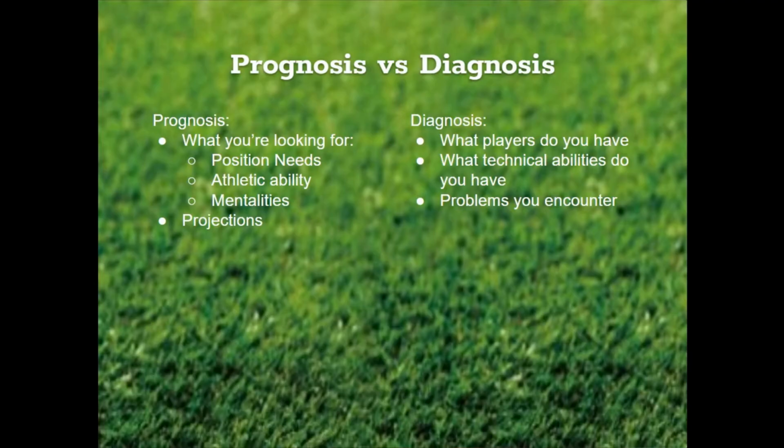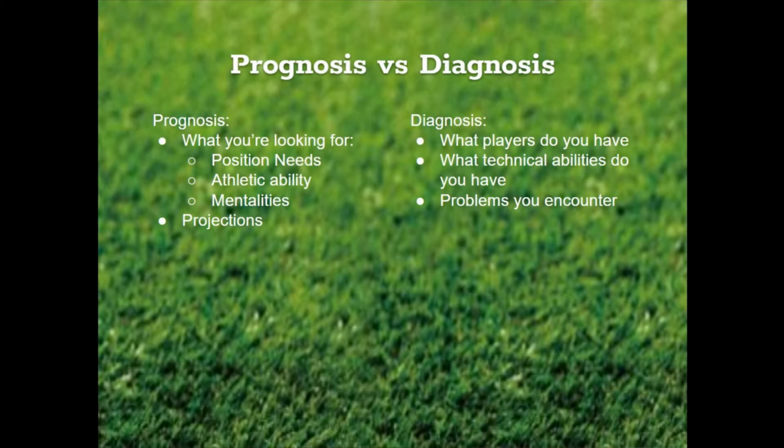Sometimes they get mixed up or they're thought of as the same thing, but you can see here there's some clear differences. With the prognosis, we're talking about what we want from our players in certain positions, what athletic ability we would like to see, what our projections are, what we are possibly able to do, versus the diagnosis, which is what we have. What players we have, what technical abilities or tactical knowledge we have, and also our limitations. We can't all have a perfect team.